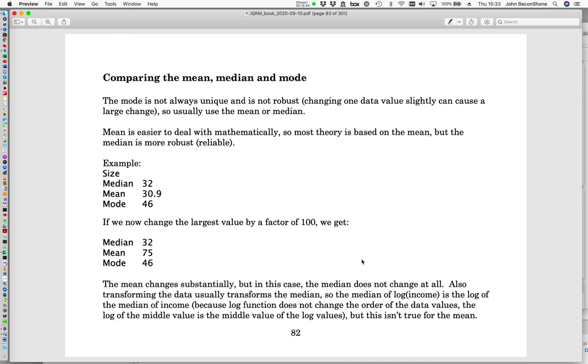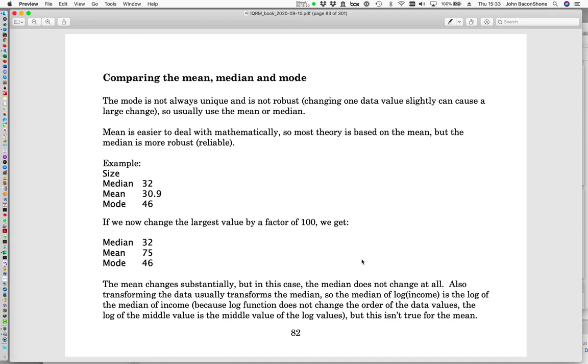So let's compare the mean, median, and mode to think about when we might use each of these. The mode, as I said, is not always unique. It's not what we call robust, meaning changing one data value slightly can cause a large change in the mode. So we don't usually use the mode. The only reason you would ever use the mode these days is because your data set is so enormous and it's the quick way to summarize the data in terms of the center. But usually we can afford to do the calculation for the mean or the median.